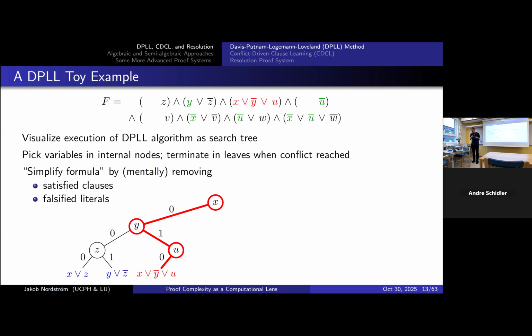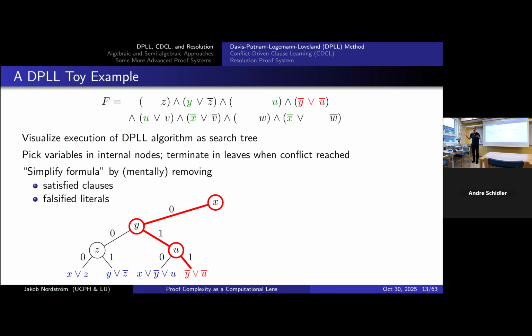And then maybe we try to set u to false, but that violates the third clause. So we have to try to set u to true instead. That violates the fourth clause. Now we've tried both values for y. So our mistake must have been to set x to false. So now we know that x has to be true.